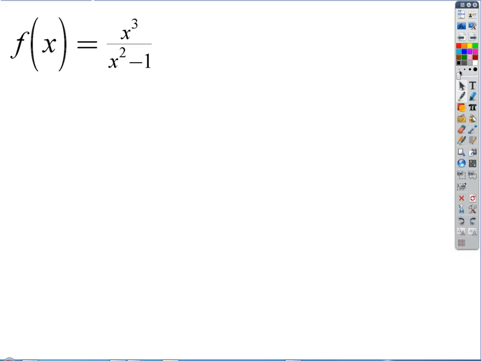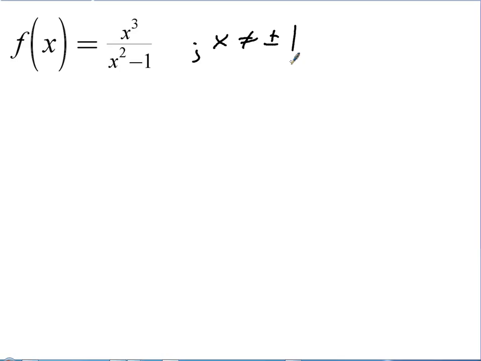And I think we said x cannot equal plus or minus 1 is our domain. And we might as well include, we had slant asymptote y equals x. So now let's just do our derivatives. What's f prime?